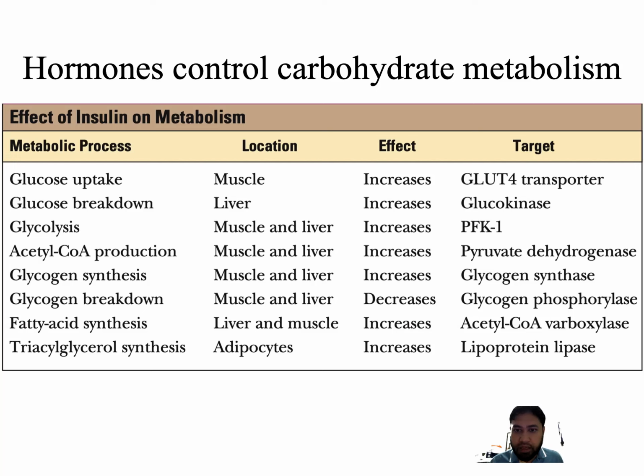The increases here refer back to the metabolic process, not to the target. All right, correct me if I'm wrong. The effect here means increases what? Increases glucose uptake. The effect increases glucose breakdown. What is the effect that increases? The glycolysis. What is the one that decreases? Glycogen breakdown. So the glycogen breakdown effect is decreasing when insulin is bound to the insulin receptors.